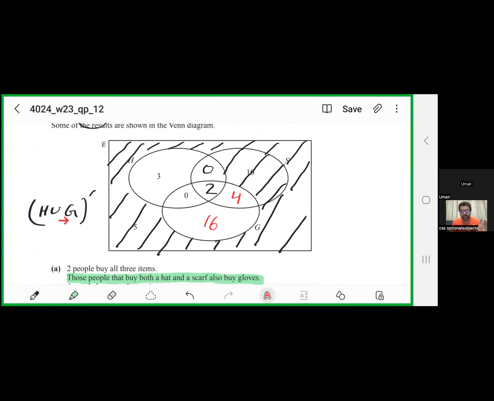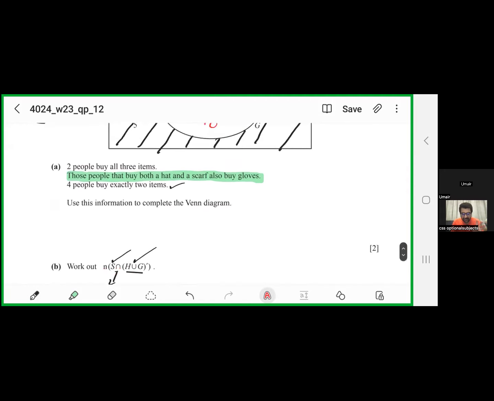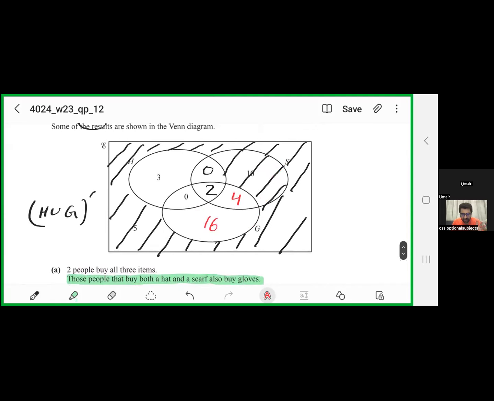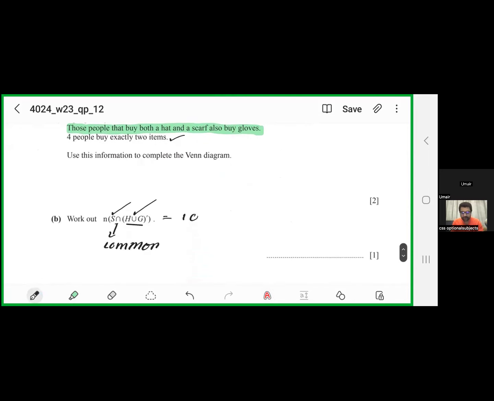Now what is common between H union G complement and S? These lines are showing the complement of H union G. What is the common part of this region with S? S, this one. So this region is the common region. This region is present in the complement of H union G. This is also present in S. So how many elements are there? 10. So the number of elements in this region is 10.